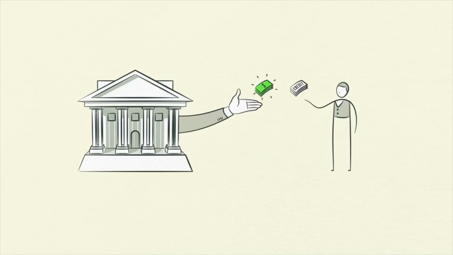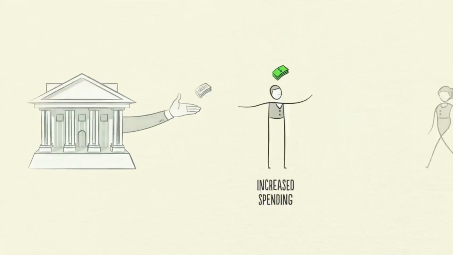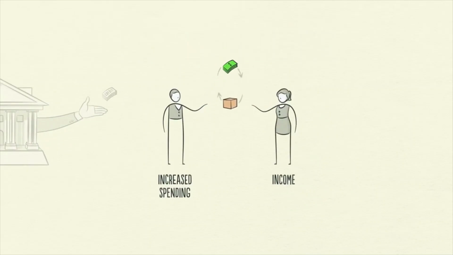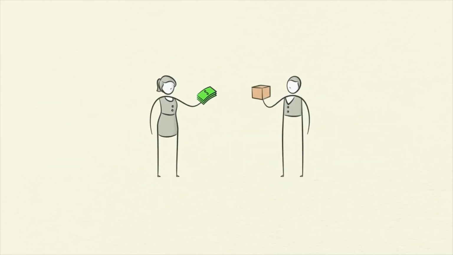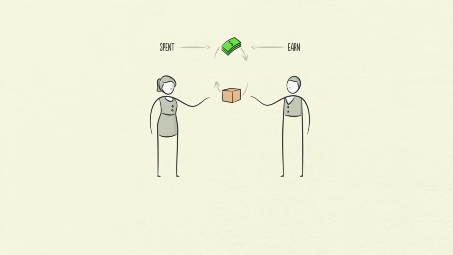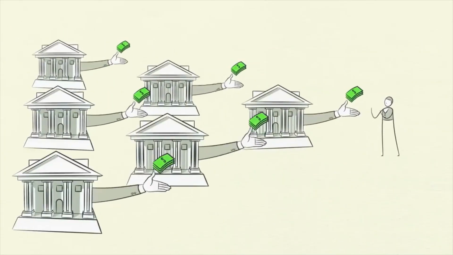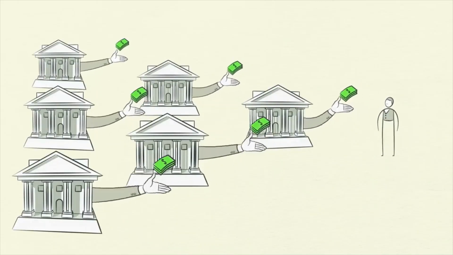Because when a borrower receives credit, he is able to increase his spending. And remember, spending drives the economy. This is because one person's spending is another person's income. Think about it. Every dollar you spend, someone else earns, and every dollar you earn, someone else has spent. So when you spend more, someone else earns more. When someone's income rises, it makes lenders more willing to lend him money because now he's more worthy of credit.